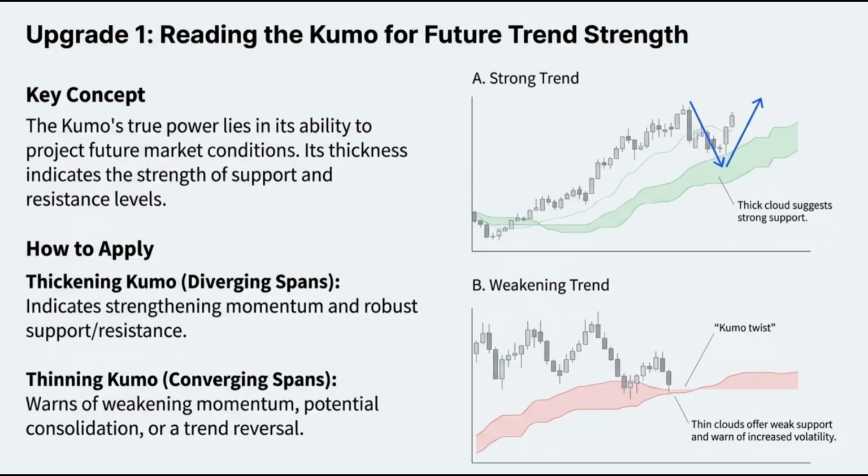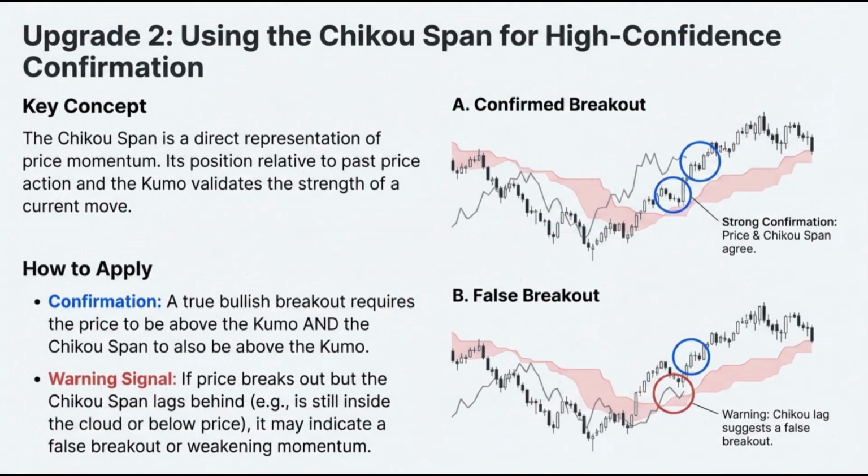A thin cloud, combined with a projected twist, is probably the strongest warning sign in the entire system that the long-term trend is about to change. Wow. So you're getting a heads up a month in advance, essentially. You are. It's a signal to seriously manage your risk or prepare for a major shift.